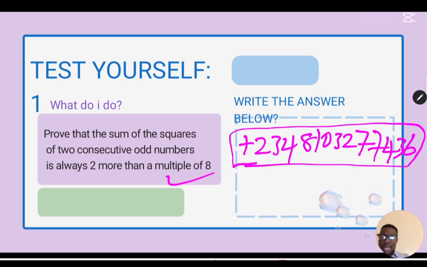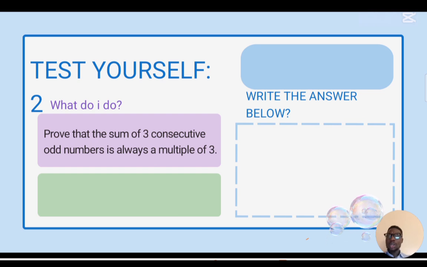Let's go to this next question. Test yourself. Prove that the sum of 3 consecutive odd numbers is always a multiple of 3. So try this one as well. If you're able to do this one, that's a kudos to you. That means you are doing very well.